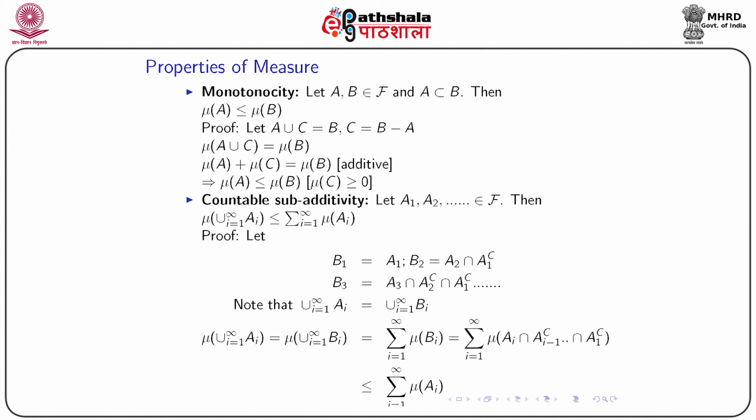Monotonicity says that if you have two sets, one a subset of the other, then the measure defined on the superset will be greater than or equal to the measure defined on the subset. Similarly, countable subadditivity says if you take the measure over the union over i from 1 to infinity of Ai, a countable union of sets, that is less than or equal to the countable sum of mu of Ai, their individual measures.